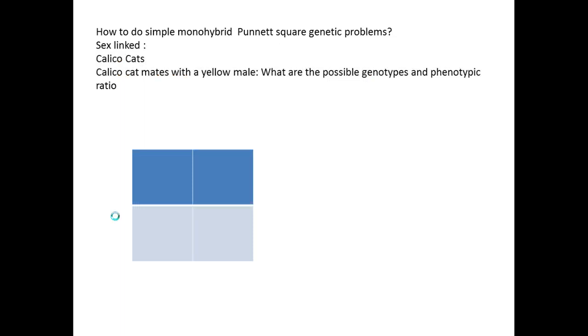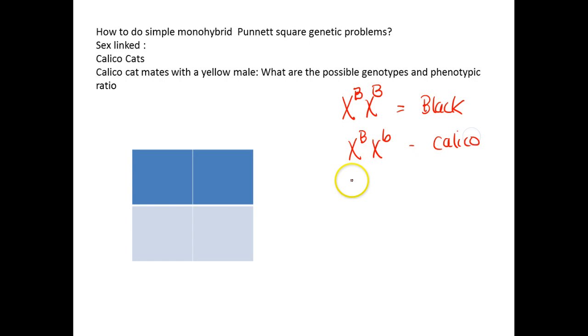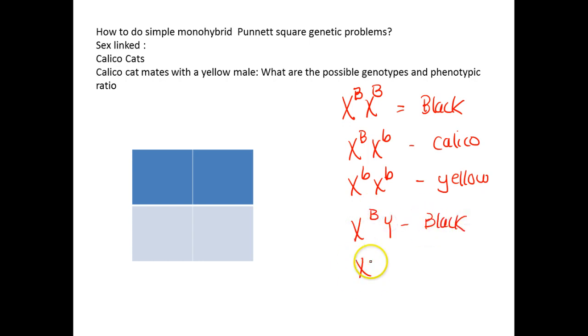Okay, so calico cats can only be females because they have two X chromosomes. So basically, if the female is homozygous with big B, she will be black. And if she's heterozygous, she'll be calico. And if she is homozygous small b, she will be yellow. Males can only be black, and males can only be yellow.